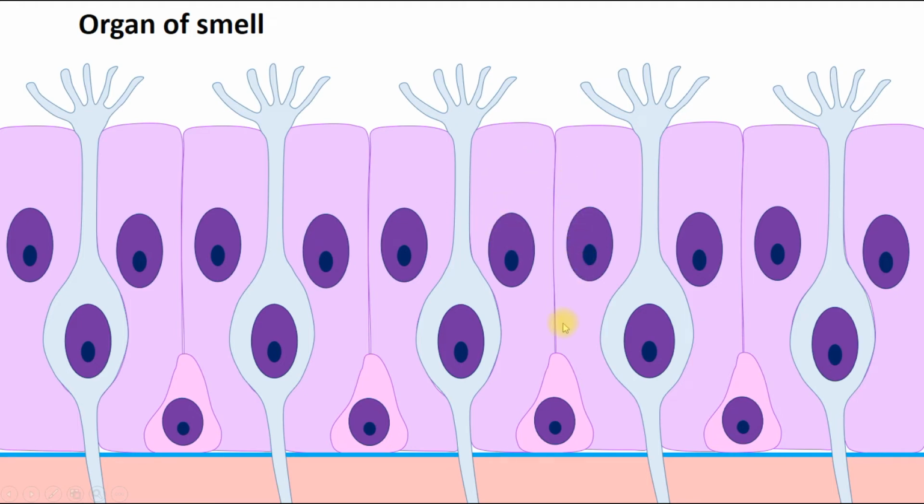Here we can see them. And also there are basal cells. We can see them here. Maintaining cells or supportive cells provide support. They maintain olfactory cells, but they don't receive information about smell. And also we have basal cells. They are stem cells and they participate in the regeneration of olfactory epithelium.